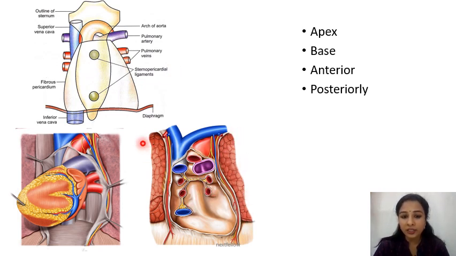On each side we can see the lungs, along with the mediastinal pleura which covers the lungs. We can see the blood vessels supplying the pericardium and the lungs, and the right and left phrenic nerves, which descend to supply the diaphragm. These structures are related on each side of the pericardium.